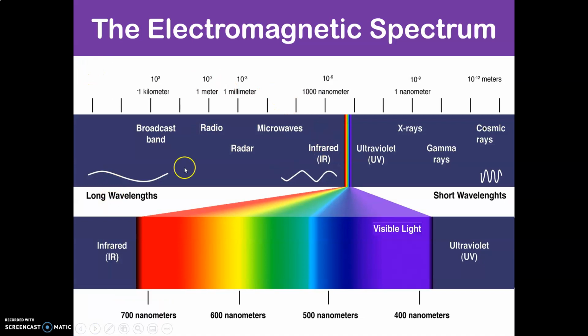All right, so we know the electromagnetic spectrum. We looked at this last week. It goes from longer wavelengths on the left to shorter wavelengths on the right, lower energy to higher energy. And then we've got this little band here in the middle, and we call that our visible spectrum, the visible light. This is what we see as humans, right? We can see these colors: red, orange, yellow, green, blue, indigo, and violet. Red is the lowest energy color, violet is the highest energy color.